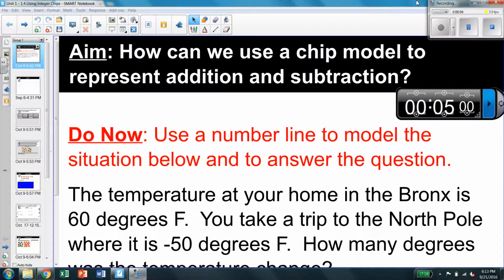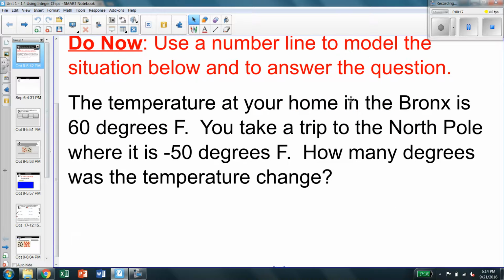Today we're going to be looking at positive and negative numbers, but instead of using a number line, we're going to be using a different method, which is integer chips. So looking at the do now, we're asked: the temperature at your home in the Bronx is 60 degrees Fahrenheit. Take a trip to the North Pole where it is negative 50 degrees Fahrenheit. How many degrees was the temperature change?